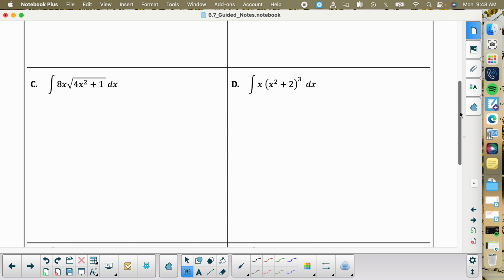Okay, C, D, E, and F. Let's just figure out u on its own. Actually, I should add, are you guys at the stage where you think you can figure out u and du on your own? No, okay, let's do C.